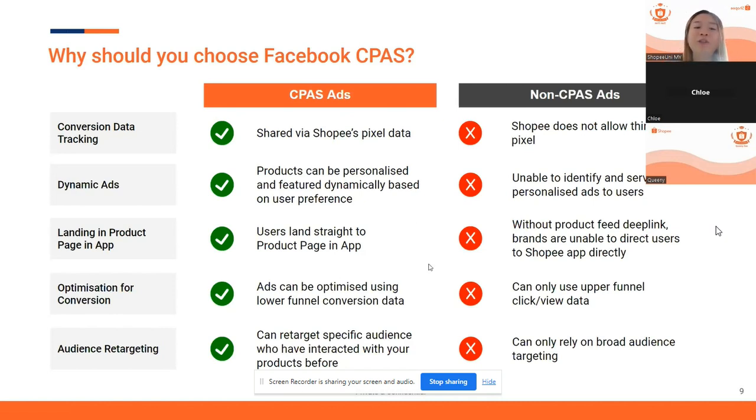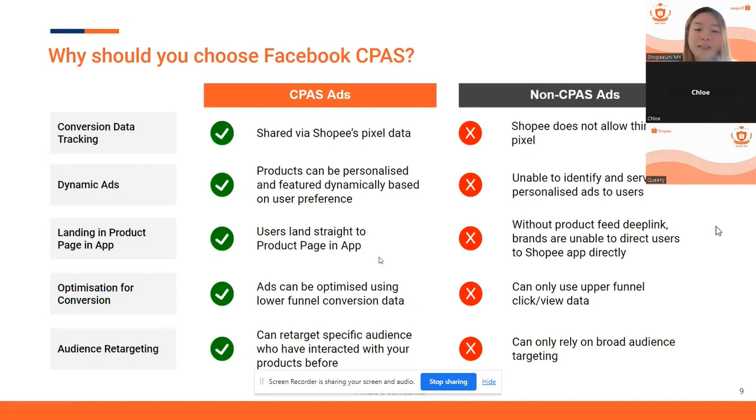Also, the user lands straight on the product page. Like I mentioned, the user looks at the advertisement, they're interested, they click on it, and the advertisement will directly take them to your Shopee app. Eventually they will make a purchase in the Shopee app. This is how you direct traffic and convert to sales at the same time. CPAS can also be optimized using lower funnel conversion data. I will explain this a little more in the upcoming slides.